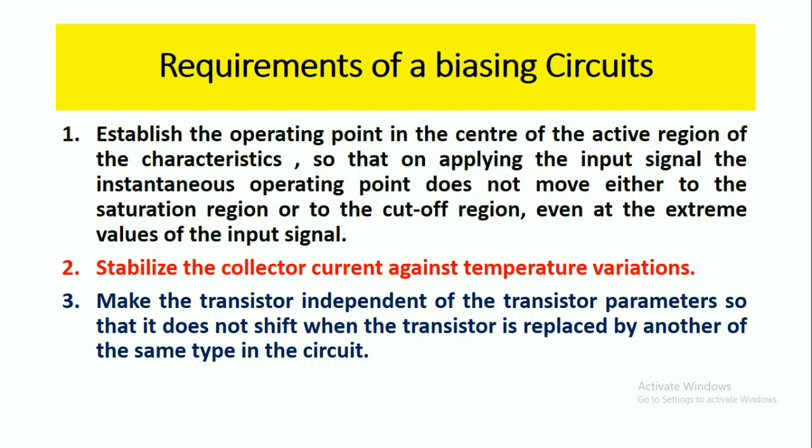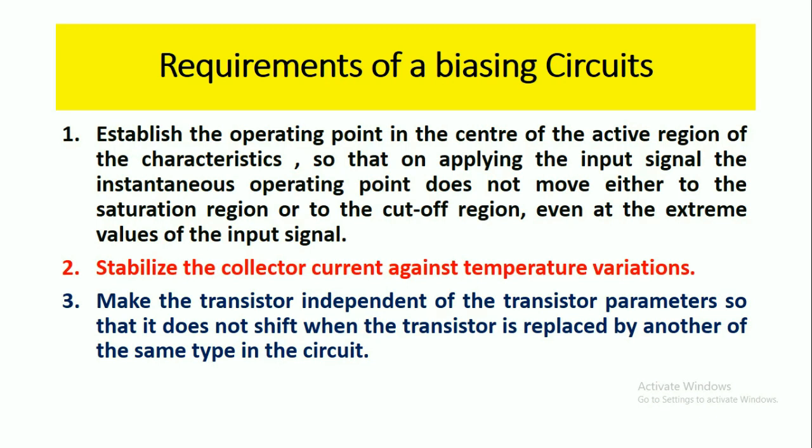So then what are the requirements of a biasing circuit? Establish the operating point in the center of the active region of the characteristics, so that on applying the input signal, the instantaneous operating point does not move either to the saturation region or to the cutoff region, even at the extreme values of that input signal.